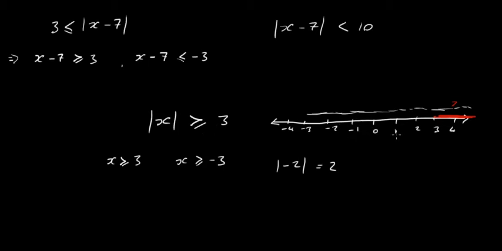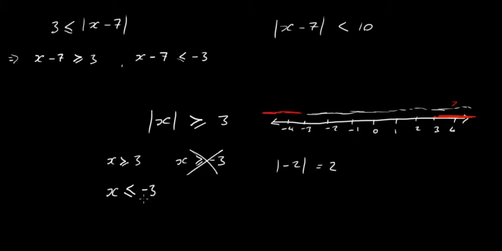If you take 1, for example, the modulus of 1 is 1. 1 is not greater than or equal to 3. So this part here is incorrect. So what we actually have to do is flip that around: x is less than or equal to minus 3. So let's have a look at those solutions. x less than or equal to minus 3 will give me solutions down here.